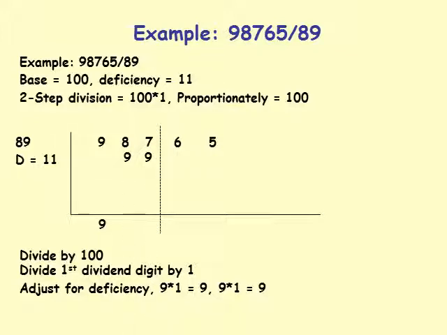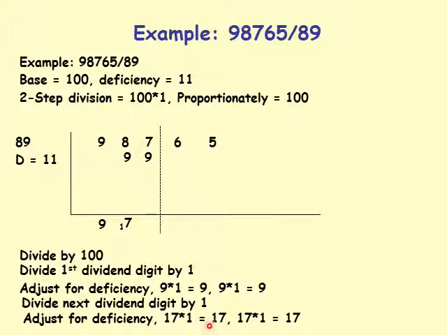Let's continue. So that's what we got: 8 plus 9 in this position, and 7 plus 9 in the next position. Let's continue. Next dividend digit, we again divide by 1. 9 plus 8 is 17. So my quotient digit is 17. Quotient value in this position is 17. So now again we make adjustments due to deficiency.